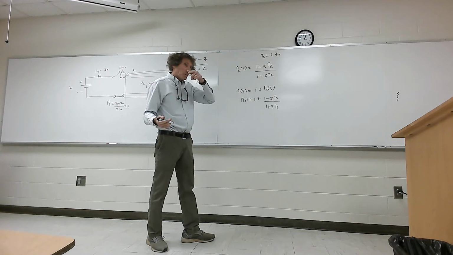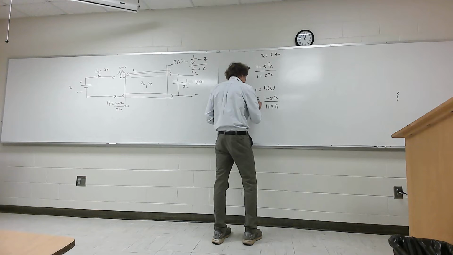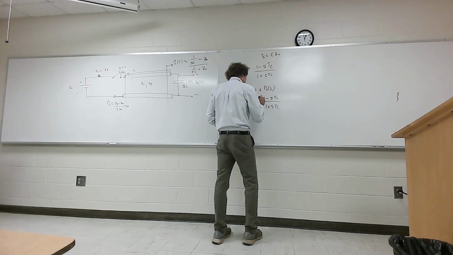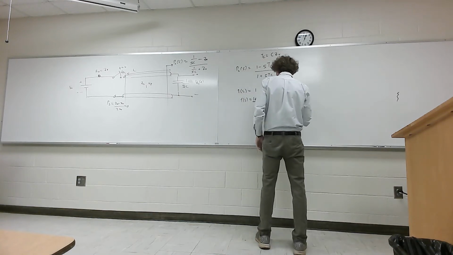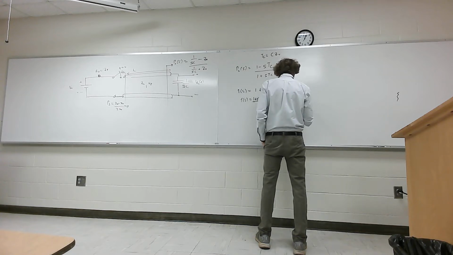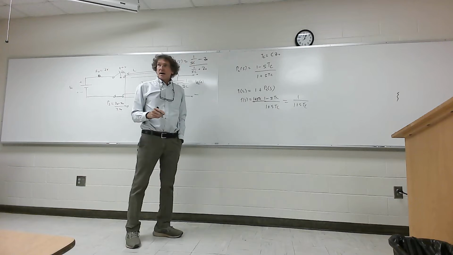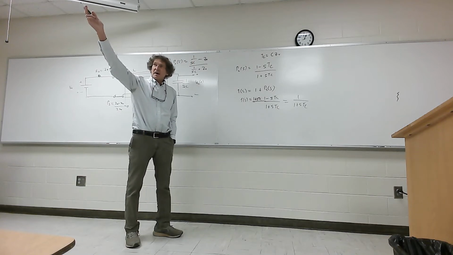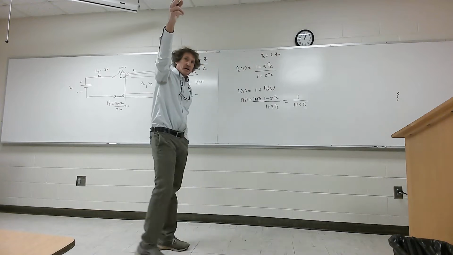Can you see it okay? All right. Then I come over here and I multiply this, because I want a common denominator. And it's going to be 1 plus sTC over 1 minus sTC, which is just 1 over 1 plus sTC. Y'all follow? Can you see it back there, far back? There's a person. You can see it? Okay.